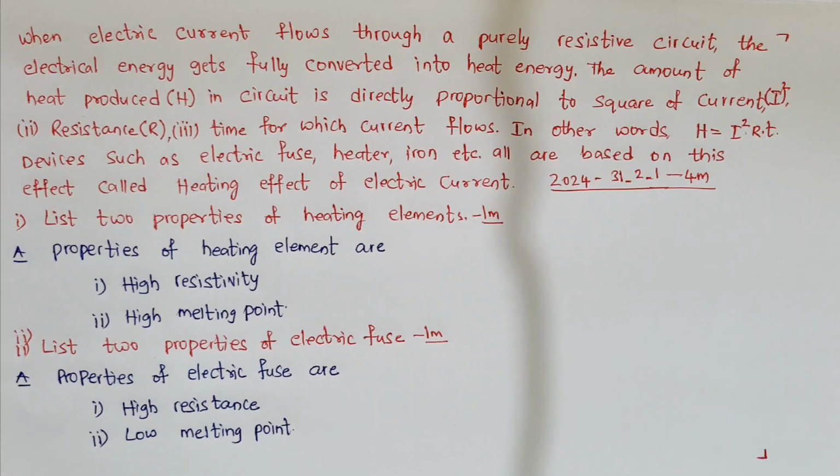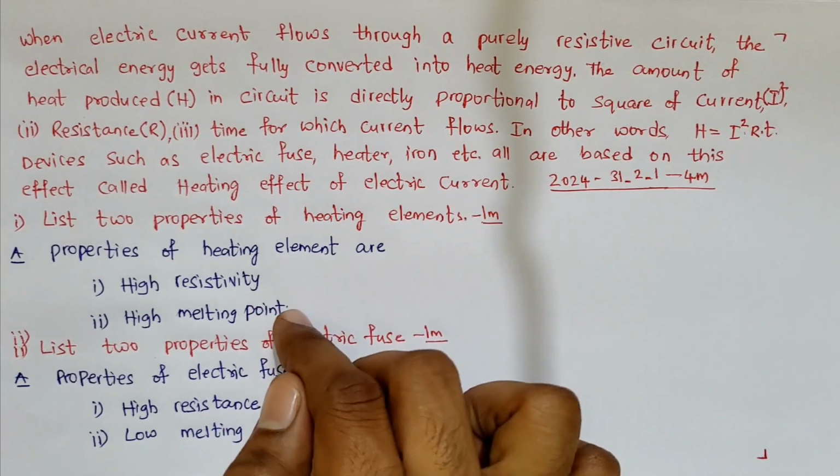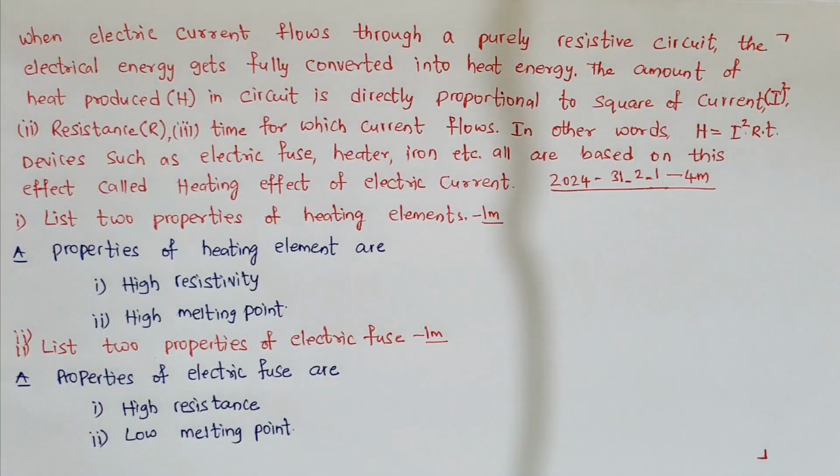As it produces more heat, it should not get melted at lower temperatures. That's why the properties of a heating element will be high resistivity and high melting point. There are some more properties also, but those which are more important will be high resistivity and high melting point.